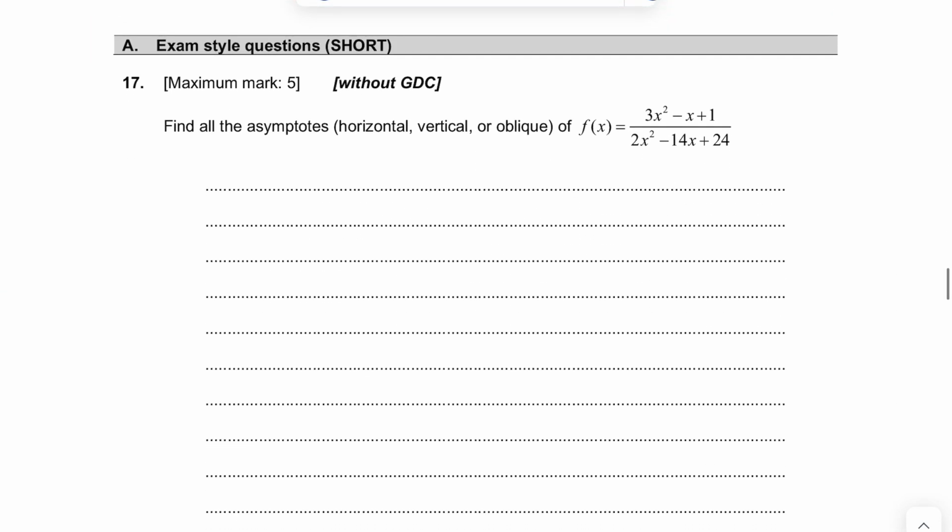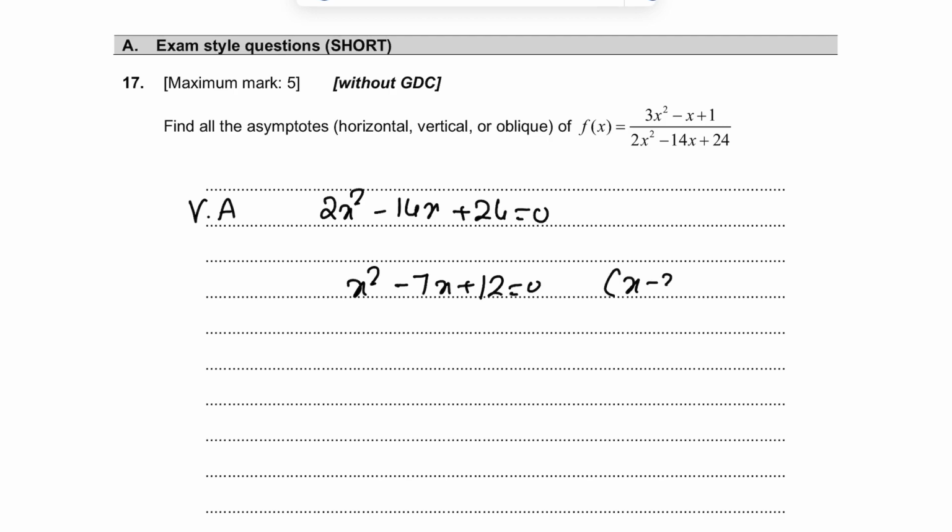Question number 17. Find all the asymptotes, horizontal, vertical, and oblique asymptote for this one. So vertical asymptote, so for that, denominator equals 0. 2x square minus 14x plus 24 equals 0. So x square minus 7x plus 12 equals 0. So it becomes x minus 3 times x minus 4 equals 0. So x equals 3 or x equals 4 is a vertical asymptote.